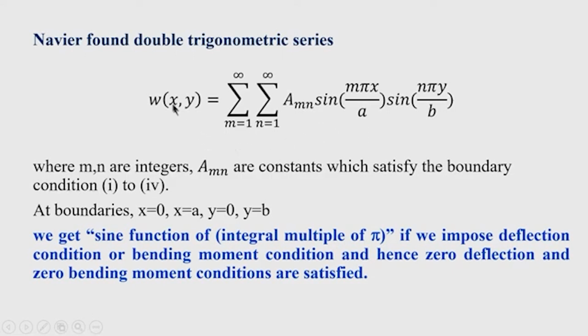Similarly, if I differentiate this expression 2 times with respect to y, I will come back again to this sine function, sin n pi y by b. Of course, this coefficient n square pi square by b square will come out. Now, put y is equal to 0 or y is equal to b, and this bending moment condition will be satisfied. That means curvature will be 0. So, the bending moment condition will be satisfied. So, this Navier series, proposed as a double trigonometric series, completely satisfies the simply supported boundary condition.